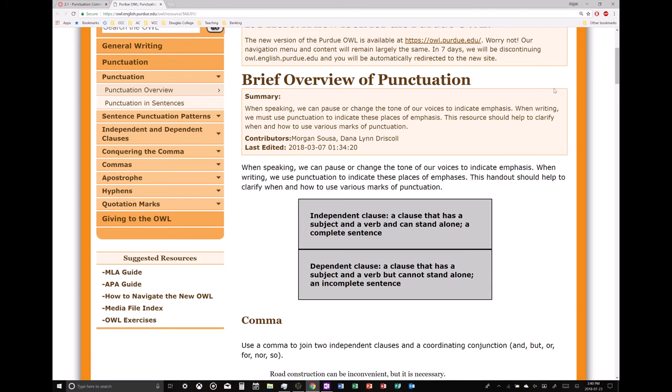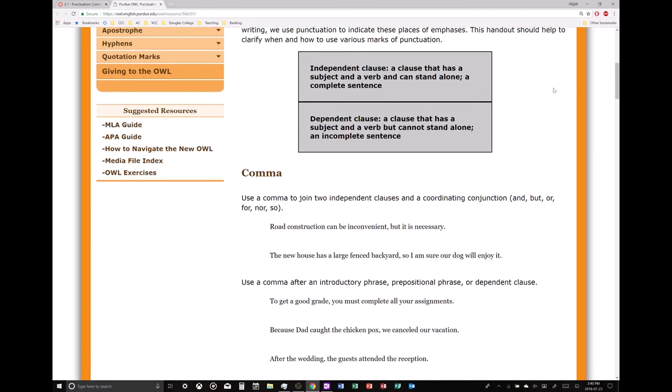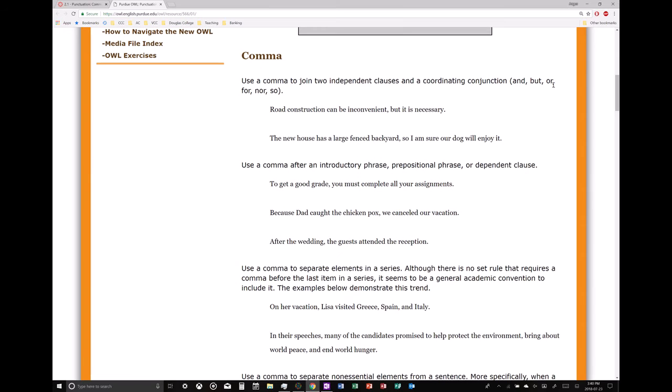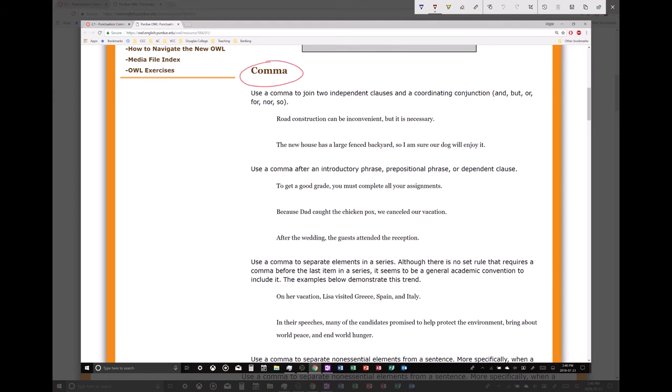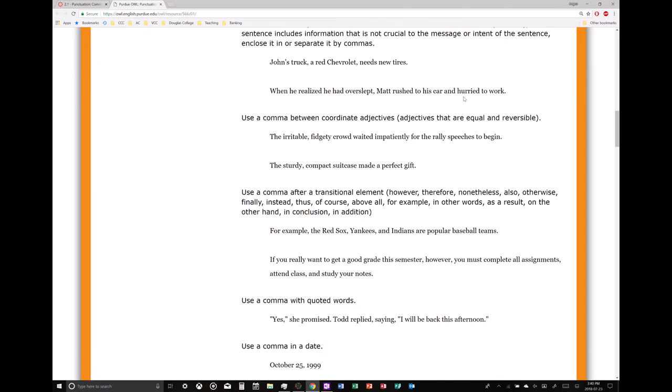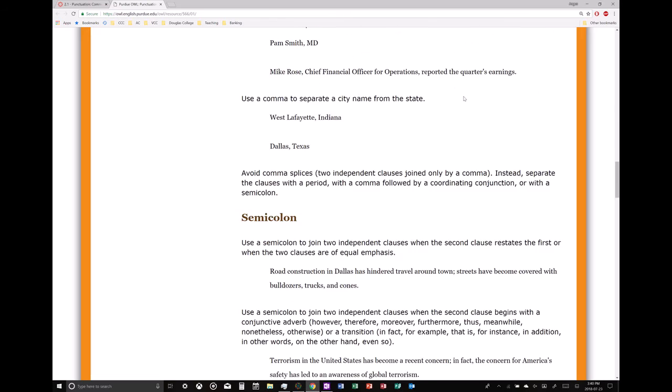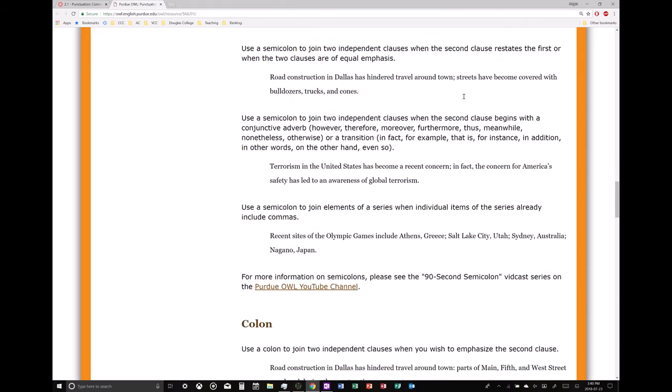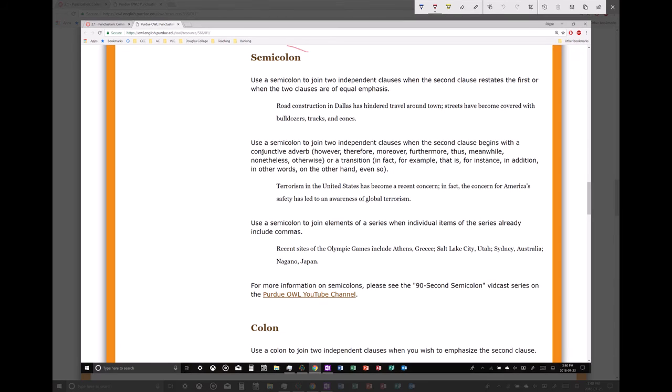Now we have different types of punctuation. First we have the comma. So that's one. And then we scroll down. Lots of rules for comma here. And then we have the next one, a semicolon, and then also a colon.